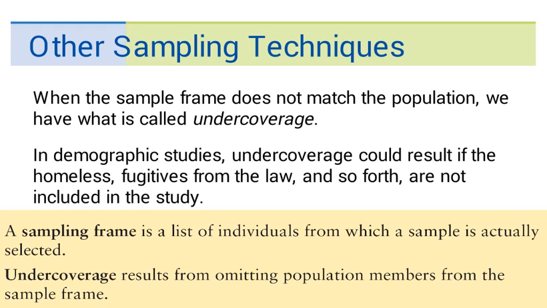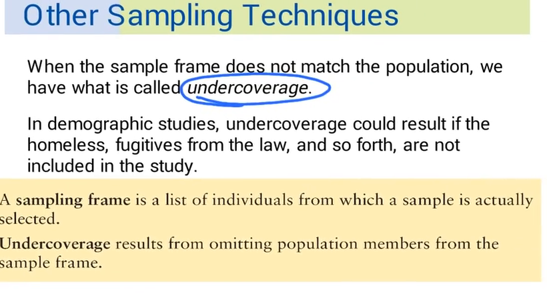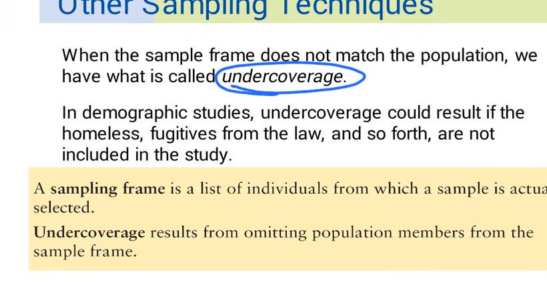When this happens, we have what's called undercoverage, okay, when our sample frame does not match the entire population. That's pretty common. We just need to be aware when that's happening, recognize it so it doesn't throw off the results of our study. For example, if you're talking about conducting the census, right? If we can't get to the homeless people or people who are fugitives from the law, etc., then we have an undercoverage. We're not able to include every single person in our population as potential sample candidates.